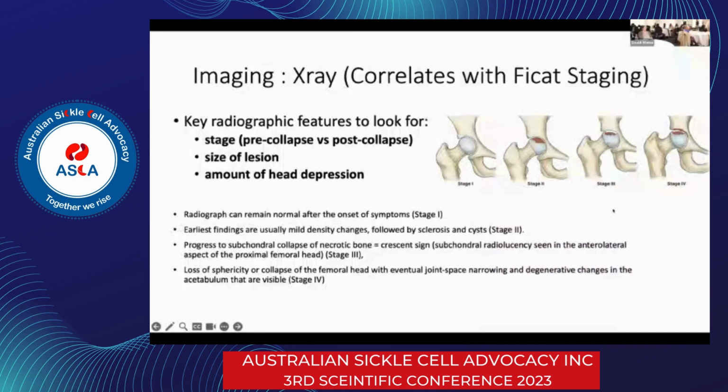We use a classification called the Ficat classification, which looks at AVN collapse of the femoral head. Stage 1 and stage 2 are where we can help salvage the joint, bearing in mind that stage 1 is often preclinical, so there's no symptoms at all. It's only found on MRI. And then in stage 3 and 4, the head's already collapsed, and there's not much we can do to save the head after that situation.